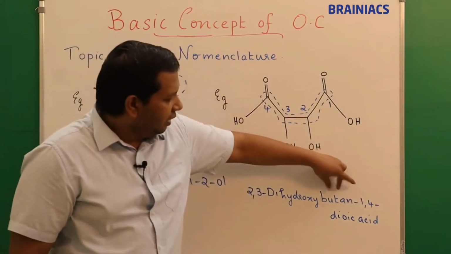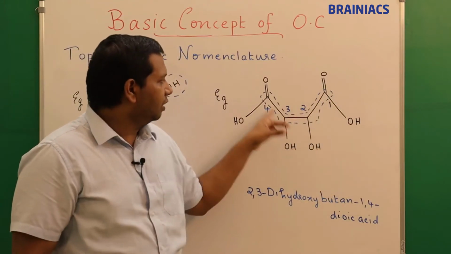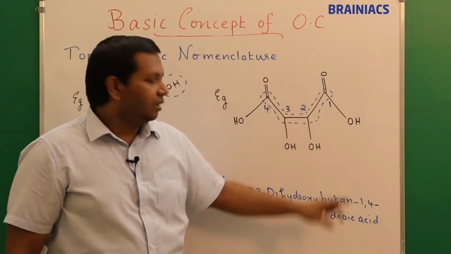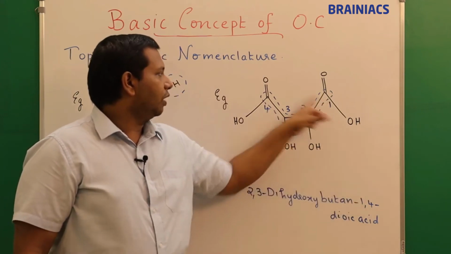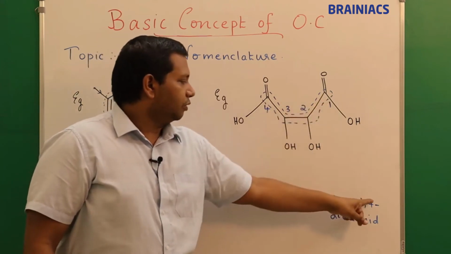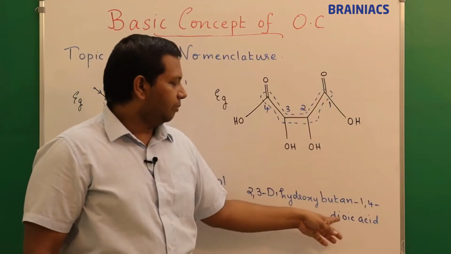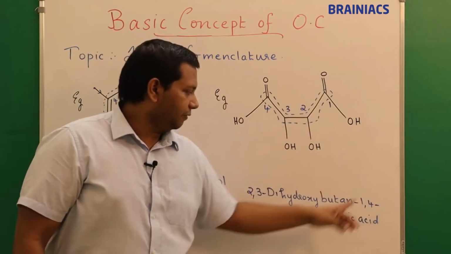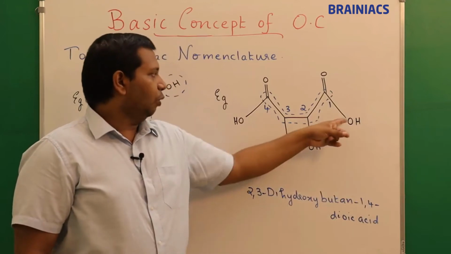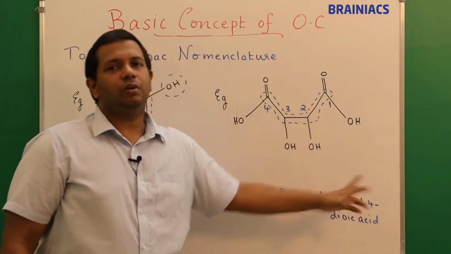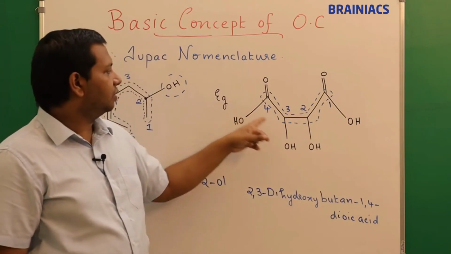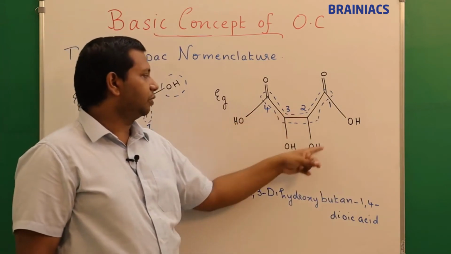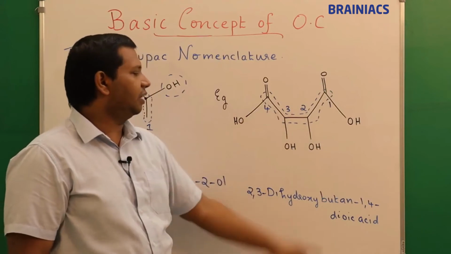Word root is this one, then primary suffix, all are linked by single bond, so we write ANE. Since secondary suffix is there, E is removed, then its position we noted 1 and 4, so 1 comma 4. Numbers should be separated from alphabets using hyphen. 1 comma 4 hyphen oic acid, both two are there, so we use the term dioic acid, and we know secondary prefix is there. So 2 and 3 there are substituents. So 2 comma 3 hyphen dihydroxy.